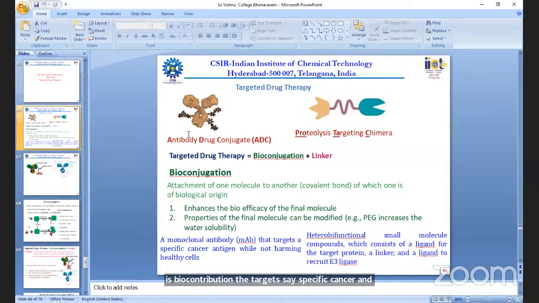Whenever you are giving any treatment, you should not harm the normal or healthy cells. If it is harming the healthy cells, you cannot use that as a cancer drug. That means you can make it selective, targeting only the specific cancer antigen. Then a heterobifunctional small molecule compound consists of a ligand for the target protein, a linker, and a ligand to recruit the E3 ligase.